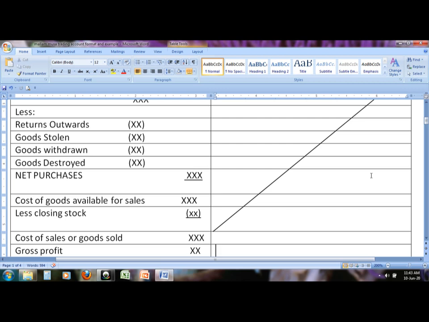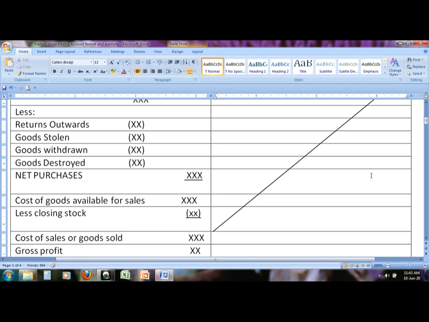But if our cost of sales or cost of goods sold is 100,000 and our net sales is just 90,000, that means cost of goods sold is greater than our net sales. Then we take our net sales away from the cost of goods sold.